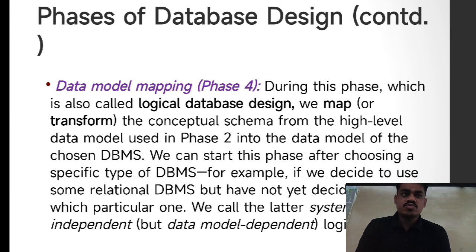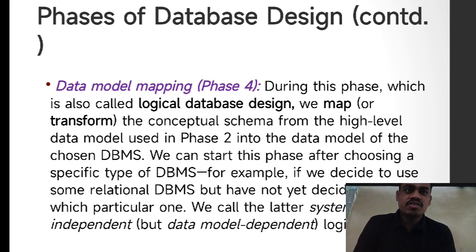Phases of database design. Data model mapping, phase 4. During this phase, which is also called logical database design, we map the conceptual schema from the high-level data model used in phase 2 into the data model of the chosen DBMS. We can start this phase after choosing a specific type of DBMS. For example, if we decide to use some relational DBMS but have not decided on which particular one, we call the latter system-independent logical design.